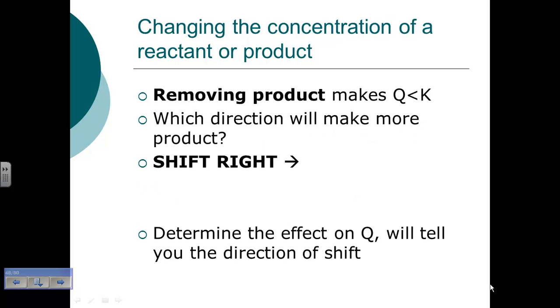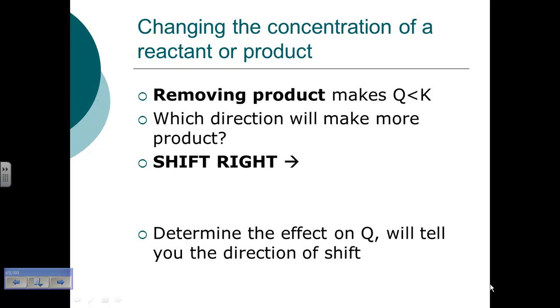In the last scenario, what if we remove product? If we cause a stress by removing product, the system wants to do the exact opposite of what we've done. Removing product is the stress. The exact opposite is add more. How do we add more product? Well, the system will shift right to create more product to alleviate the stress we've put on the system. Simply by determining the effect on Q, that reaction quotient, it will help us determine if we're going to shift left or shift right.